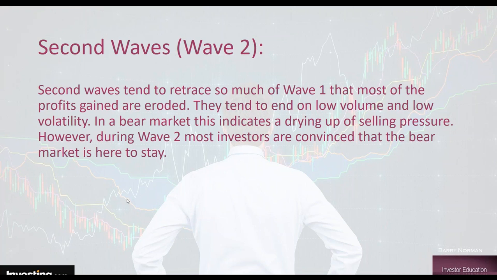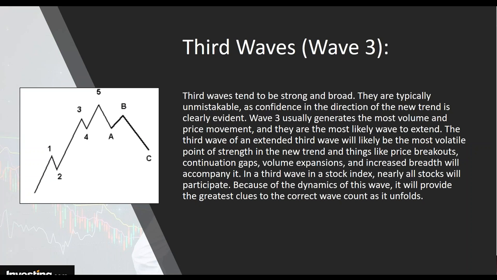Second waves tend to retrace so much of wave 1 that most of the profit gained is eroded. And because you can't predict exactly where a wave will end, especially at wave 1, if you trade going up in wave 1, you will lose your profit in wave 2 because it happens quickly. Okay. So you need 1 and 2 to start getting ready to trade for 3. However, during wave 2, most investors convince themselves that the bear market is here to stay. Okay, and this is where the fallacy is. Wave 2 is where you should be getting ready to buy at the bottom to ride into wave 3.